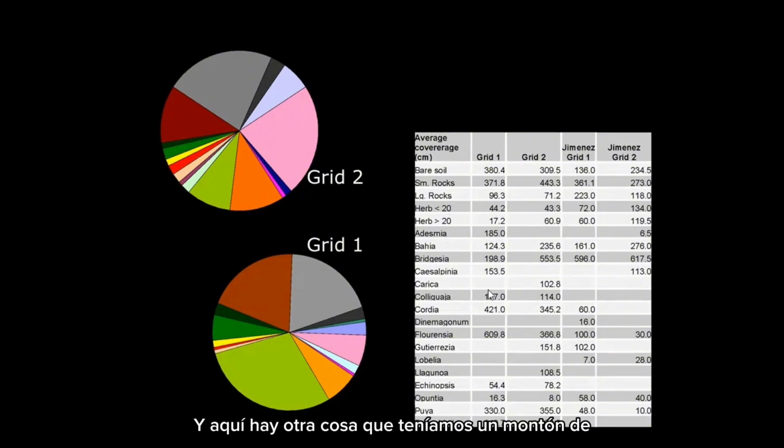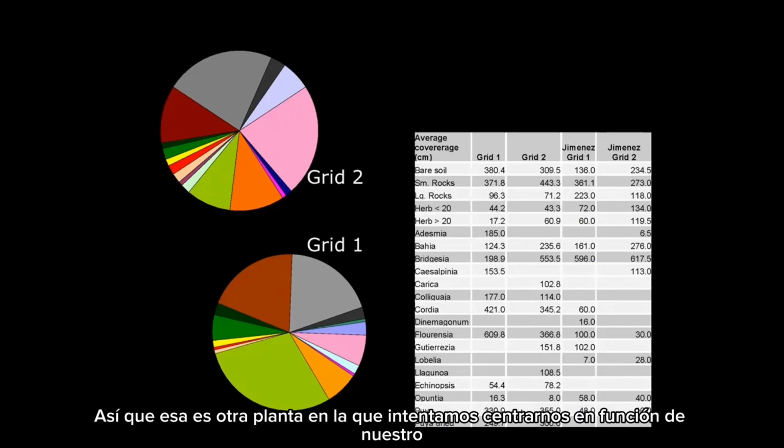And here's another thing that we had a bunch of in both of our grids, that he didn't have. Jaime Jimenez is the person that did the prior study, and he said his chinchillas were in more rock outcroppings, while ours are living underground, underneath the puyas. This is alphabetical. Ours has a lot more puyas. His chinchillas were living in between rock crevices. Ours are living underneath the puyas. So that's another plant we try to focus on based on the results of our vegetation transects.